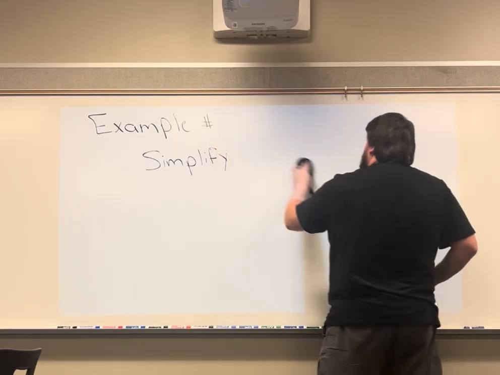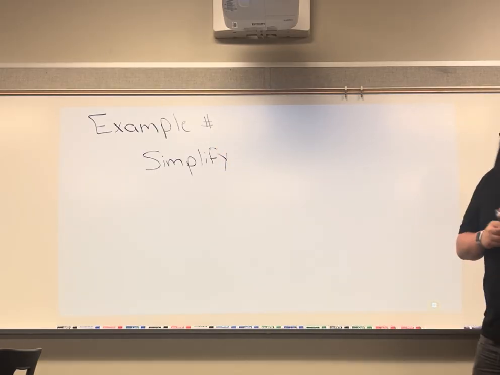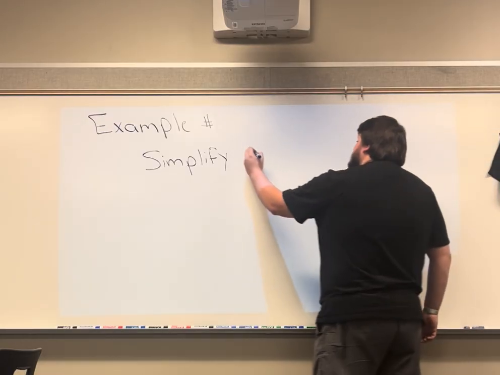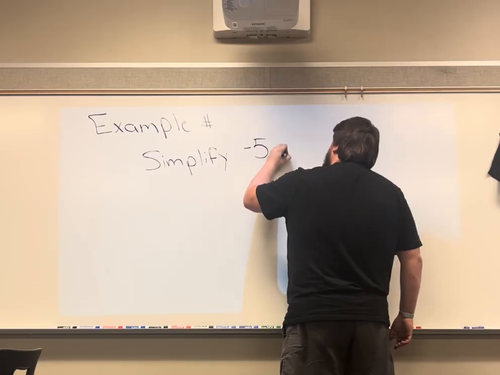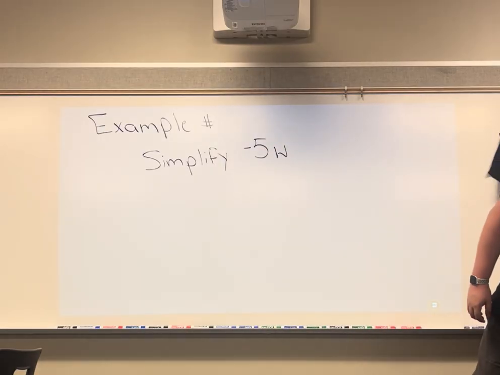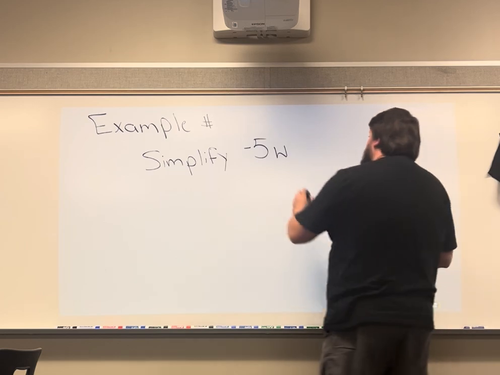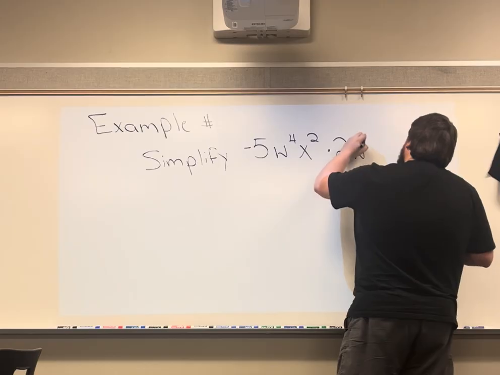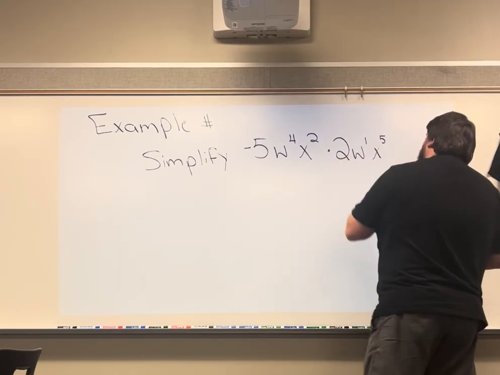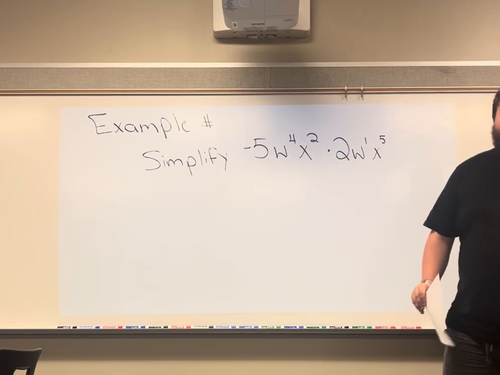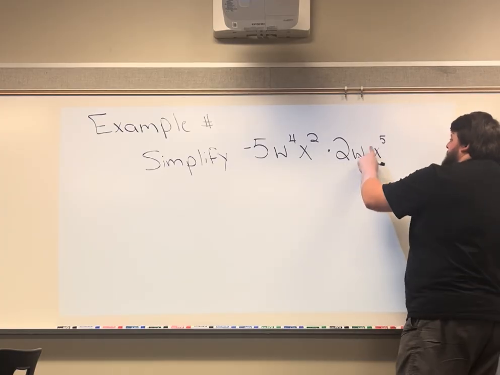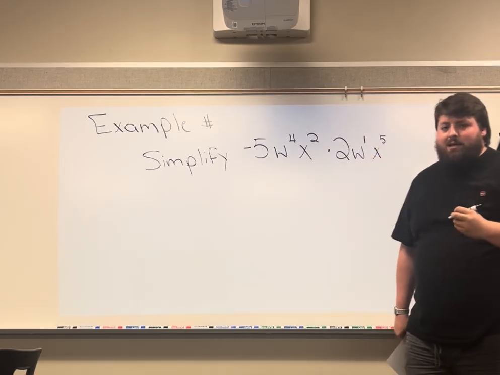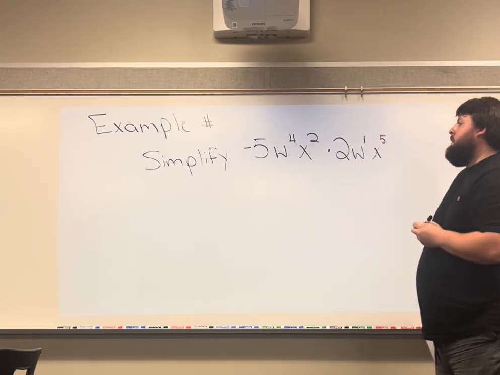Example 5. Okay, we go back to multiplying monomials. So example 5, I have negative 5w to the 4th x to the 2nd times 2w to the 1st x to the 5th. Now, I could have just written this as wx to the 5th, but we know that that w has a hidden exponent of 1.